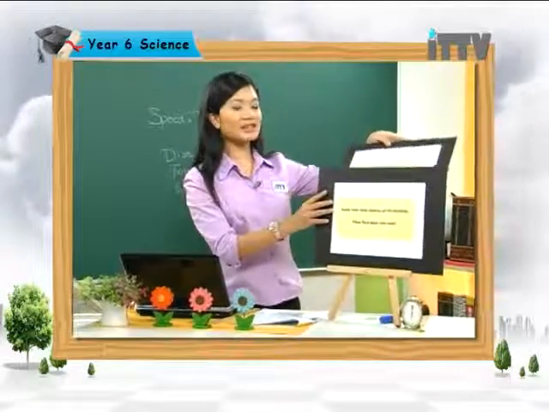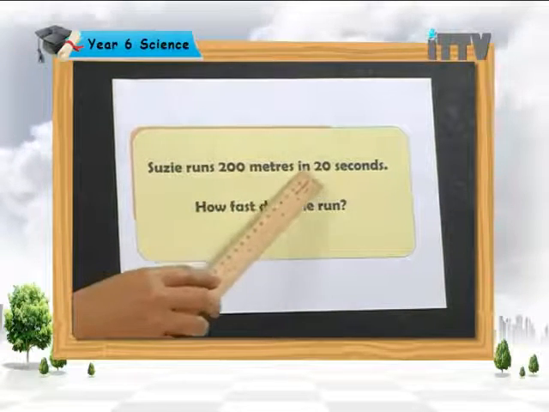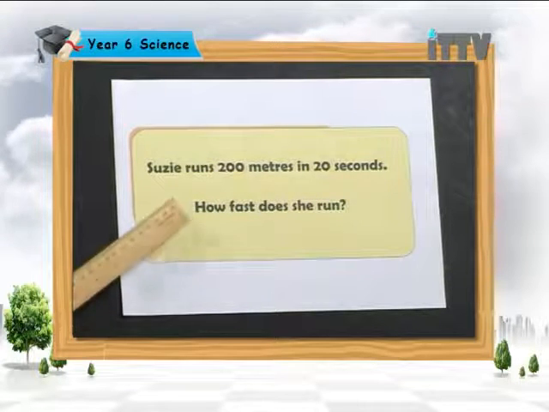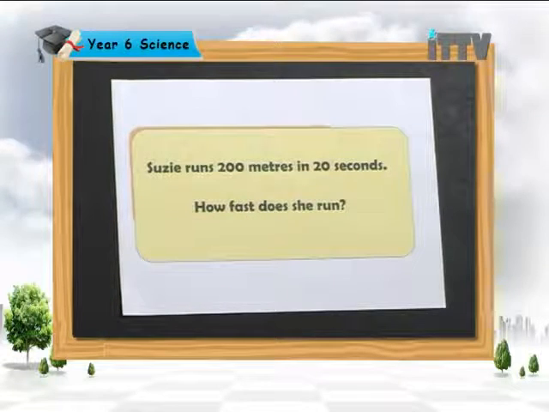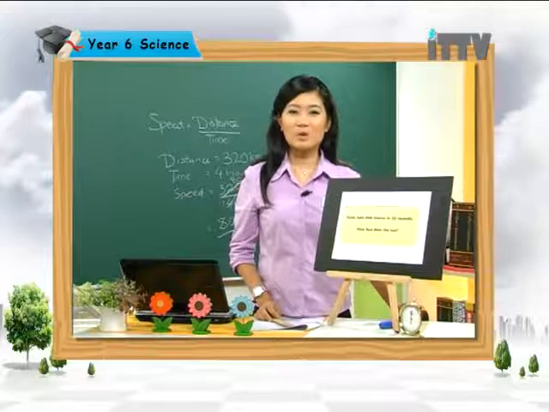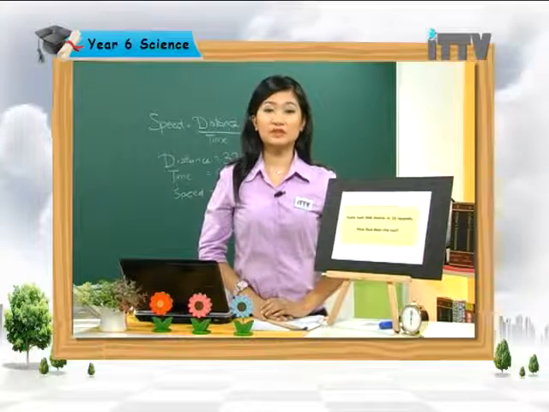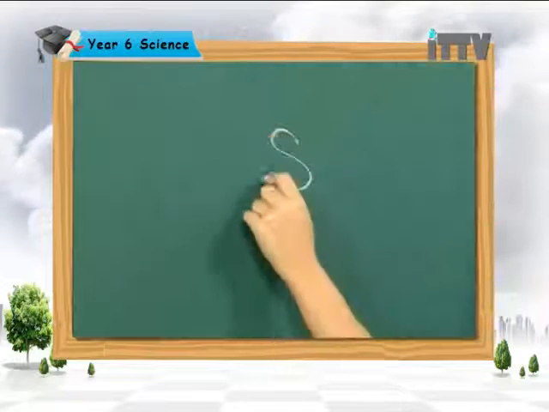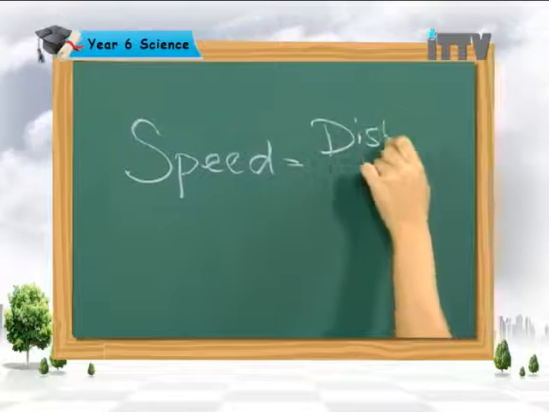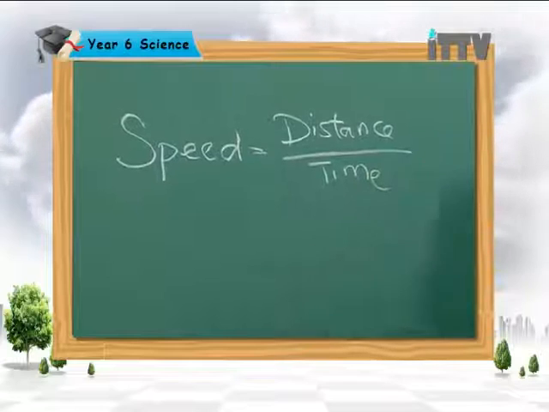Okay, the question says, Susie runs 200 meters in 20 seconds. How fast does she run? It asks, how fast? When they ask you how fast or how slow, they want you to find the answer for speed. What is Susie's speed? Now, I'm going to teach you how to solve this question on the board. Like just now again, we know that speed equals distance over time. Remember this, children, because this is a very important formula.